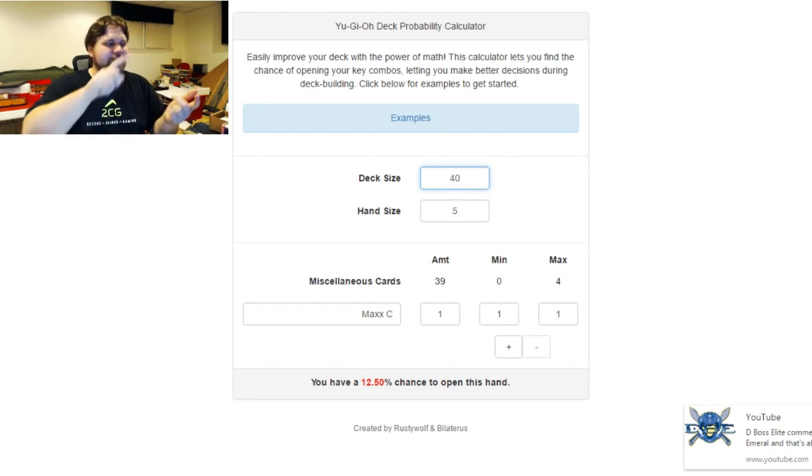If you're playing Raigeki, if you're playing Soul Charge, and you're specifically extra decking cards that are only possible during Soul Charge plays, all this sort of stuff, then you still have just as much of a bearing to be running Maxx in your deck.